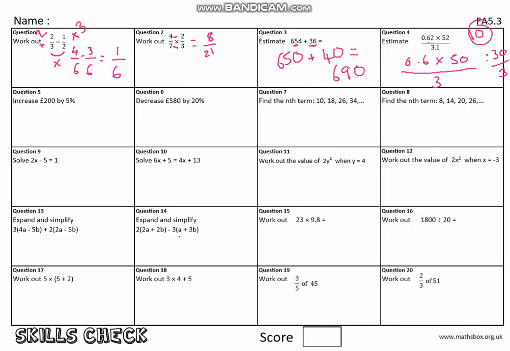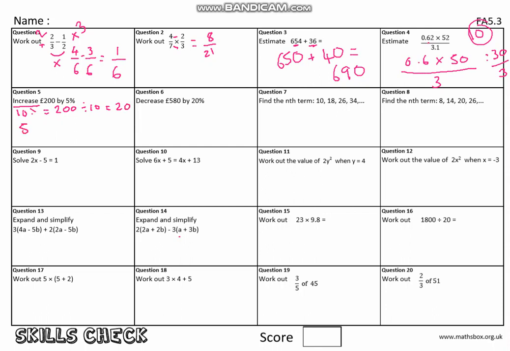So the next one says increase, so that means get bigger, £200 by 5%. So the first thing we need to do is find 5%. But 5% is a bit tricky, so let's find 10% first. So 10% of 200. To find 10%, all we have to do is divide by 10. So we would do 200 divided by 10, and that equals 20. Okay, so 10% equals 20.